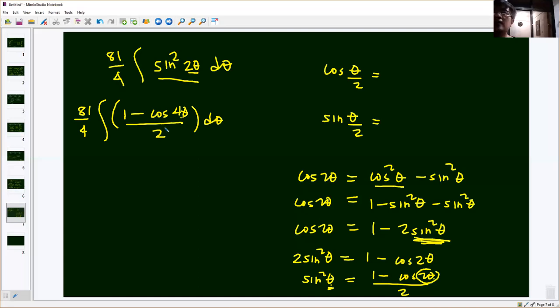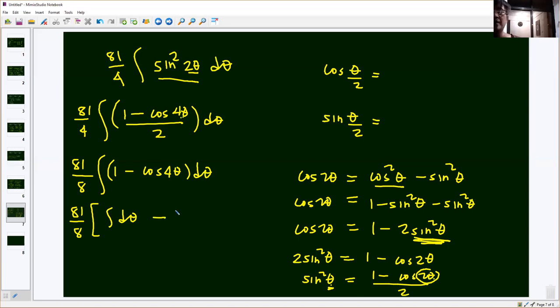Now, this is easy now. 81 over 8, integral of 1 minus cosine 4 theta d theta. And these are integrable, madali na, because 81 over 8 lang daw. And then integral d theta minus integral cos 4 theta d theta. Okay, and this is 81 over 8. You know this is theta, integral of 1 d theta.